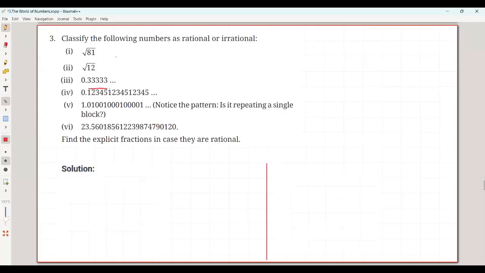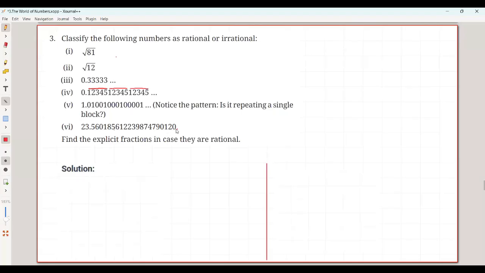Okay, 1 2 3 4 5, 1 2 3 4 5, 1 2 3 4 5 is repeating. Therefore, this is rational. Fifth one, 1.0100, right? It's not repeating, but it's following the pattern. 10, 20, 30, 40, it's forming a pattern. Non-terminating, non-repeating. Therefore, this is irrational.